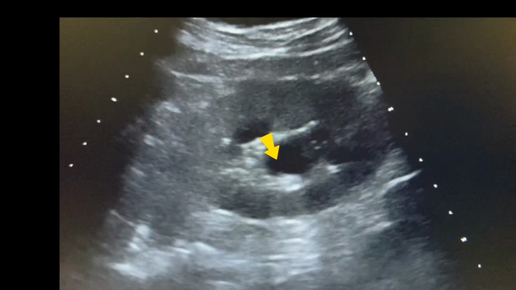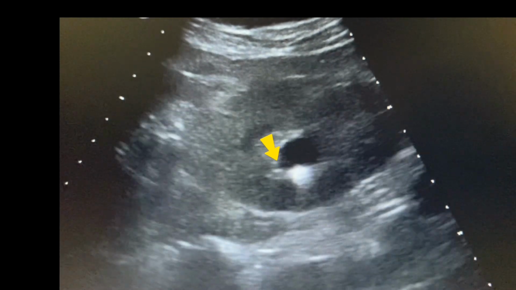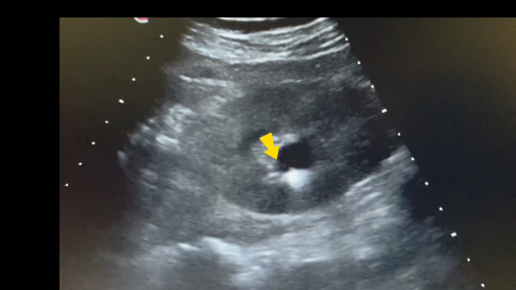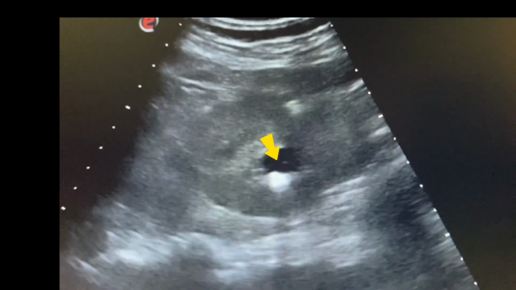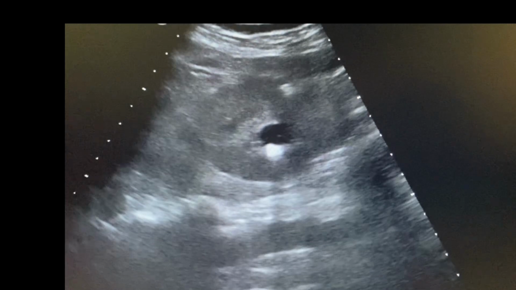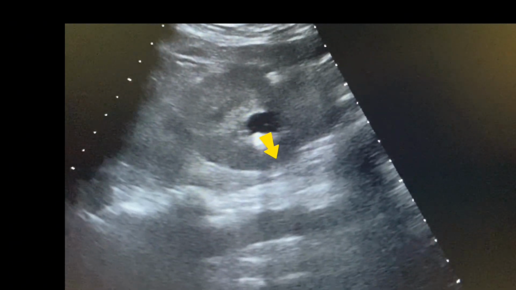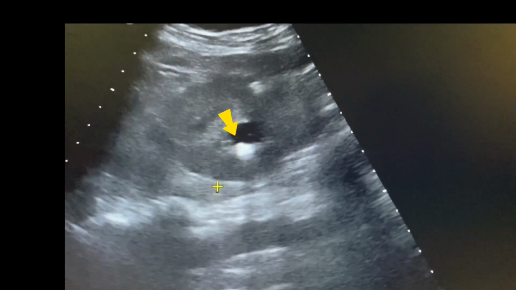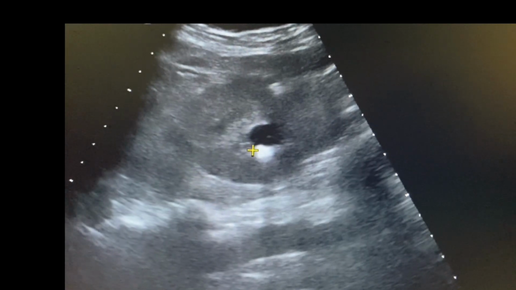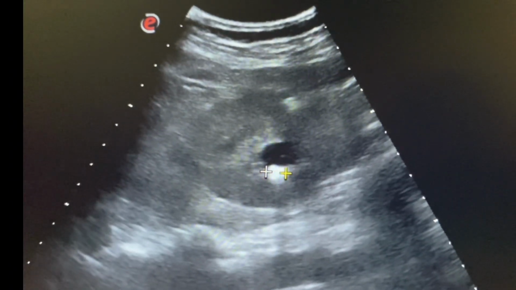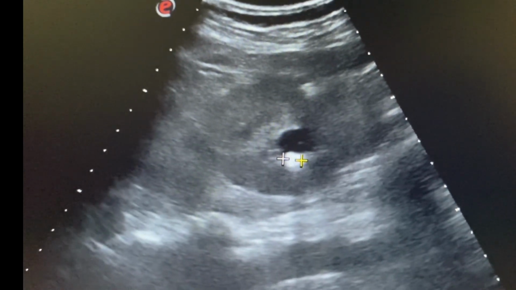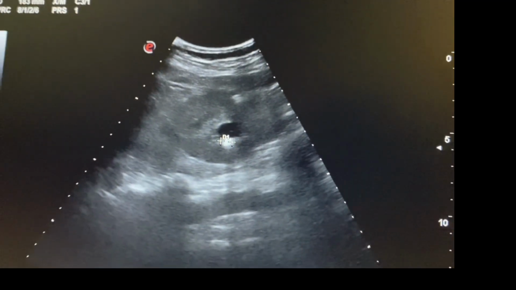Here we see another calculus in the lower pole of the kidney, and there is also a shadow of this kidney. Now we also measure the size of this stone. The size of this stone is 8 mm.